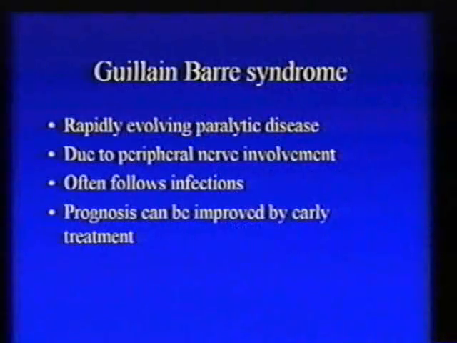Guillain-Barre syndrome has a number of similarities as well as differences from transverse myelitis. Both obviously are rapidly evolving paralytic diseases. Guillain-Barre syndrome is a disease of the peripheral nervous system rather than the spinal cord. Like some cases of transverse myelitis, it can follow infections. The prognosis in GBS can clearly be improved by early treatment.